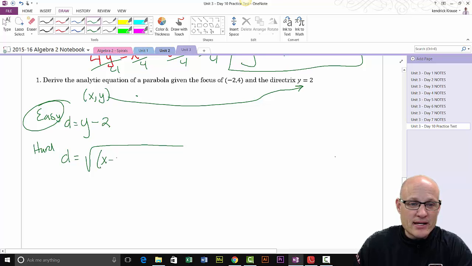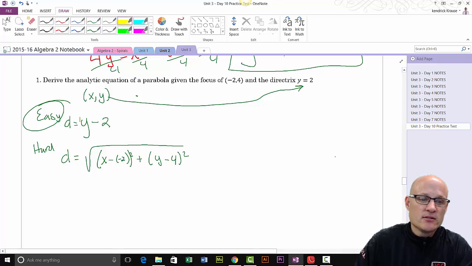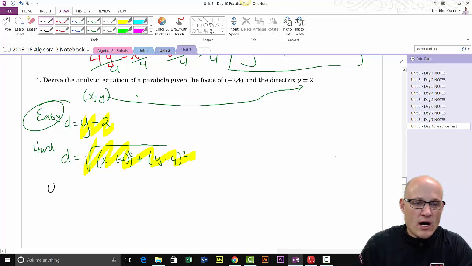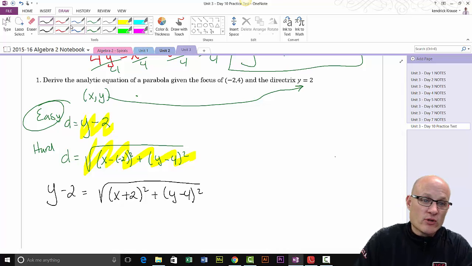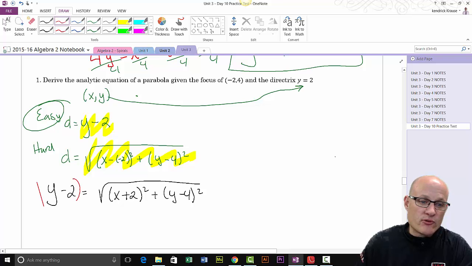So we're going to go x minus -2 squared plus y minus 4 squared. And again, this distance has to equal this distance. So we'll write an equation. Y minus 2 has to equal the square root of x plus 2, because minus minus makes a plus, squared, plus y minus 4 squared. To get rid of the square root, I'm going to square both sides. That should be a parenthesis. Parentheses, and square. So that square cancels with that square root.